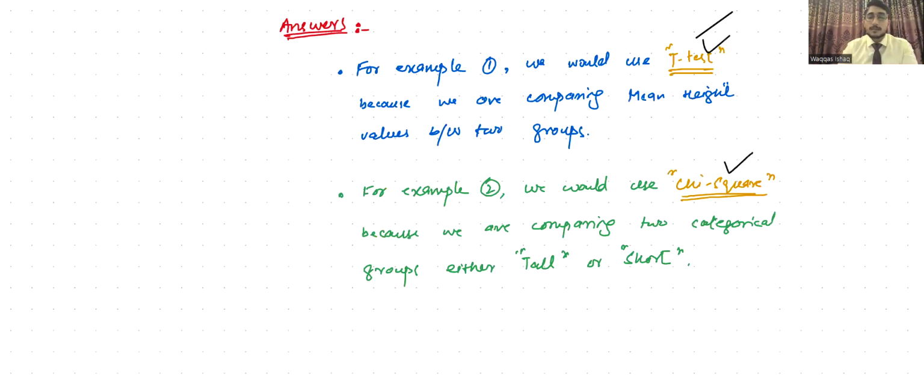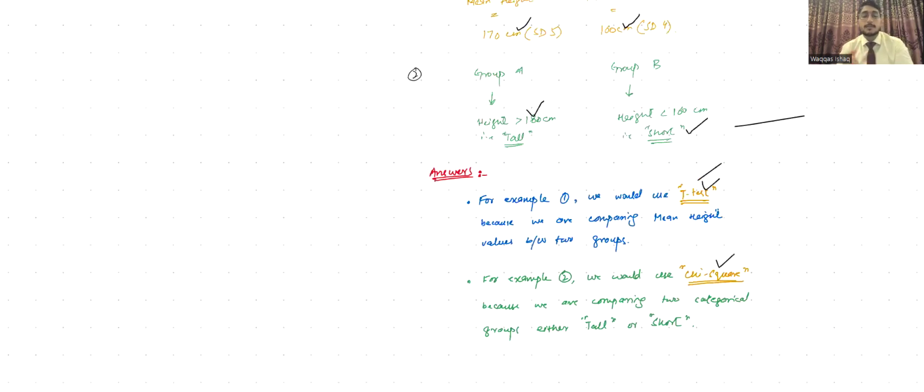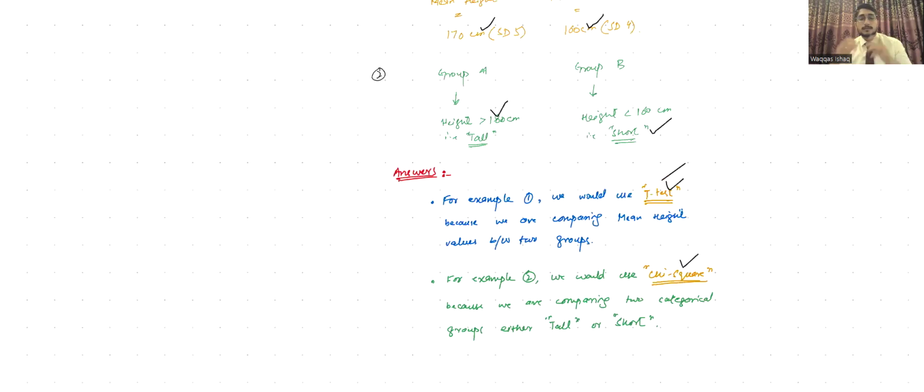You can get further clarification by practicing questions and clarifying which are categorical and which are numerical values. But it's very straightforward that you just have to identify whether they're talking about actual values or they're talking about categories.